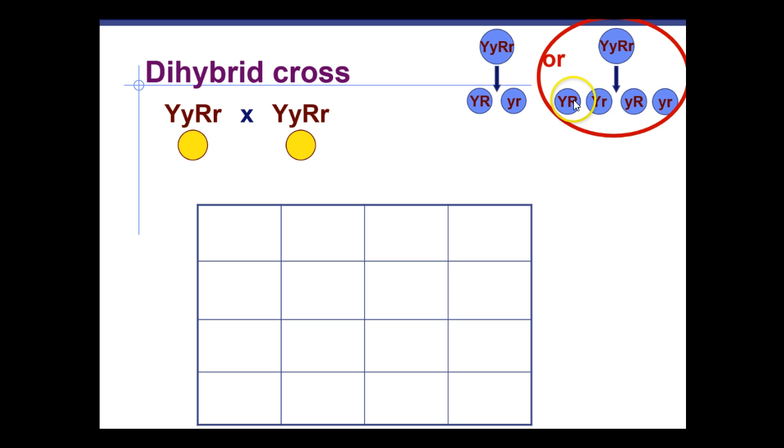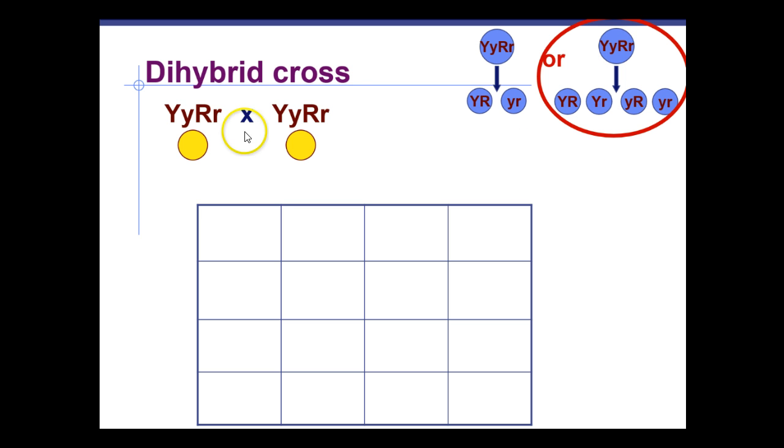And you can find these gametes by using the FOIL method that you may have learned in math, maybe years ago for me at least. Remember the FOIL method? First, outside, inside, last. So first is big Y, big R. Outside, big Y, little r. Inside, little y, big R. And last, little y, little r. So these are all the possible gamete possibilities from our heterozygote here for the dihybrid cross.